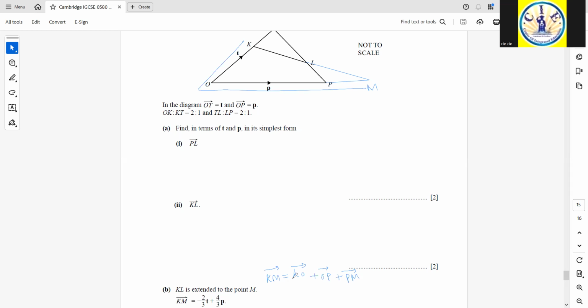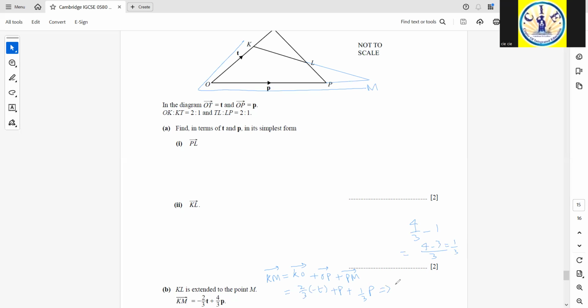Okay. Now KO is actually 2 by 3 of negative T. For OP it is P, and for PM again we can have, if we subtract from 4 by 3 1, we get 1 by 3. So PM would be actually 1 by 3 of P.